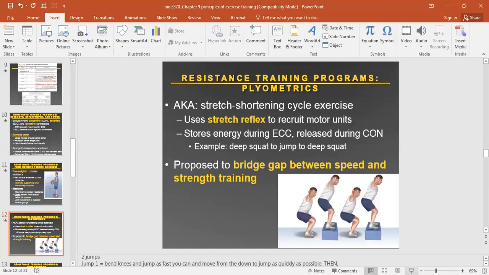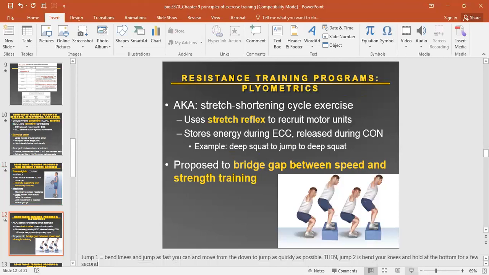Then jump 2 is bend your knee and hold at the bottom for a few seconds. Then jump.